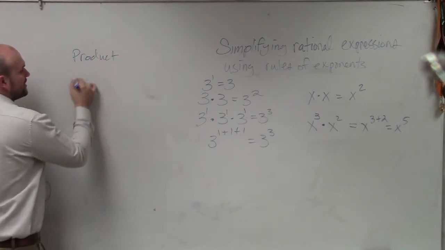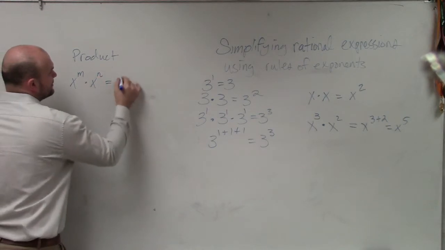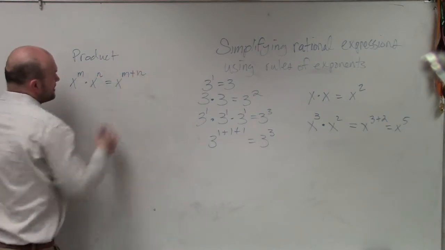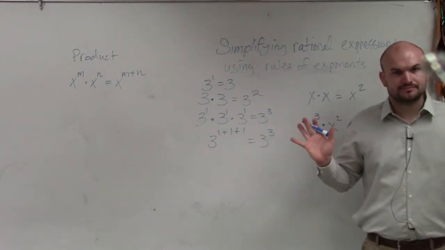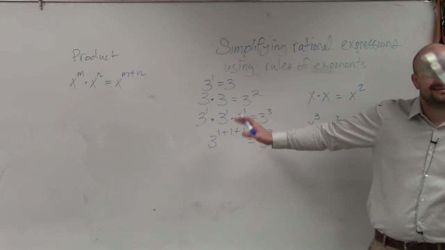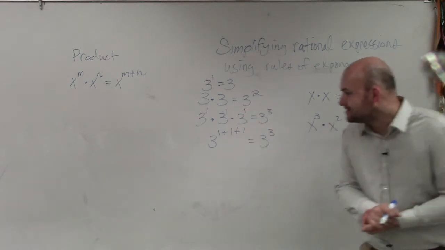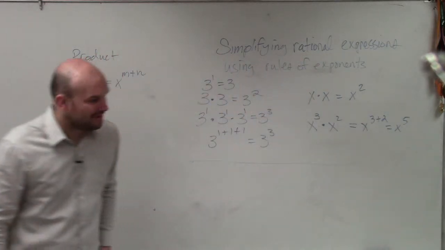And basically just what the product rule says, if I have x to the m times x to the n, that equals x to the m plus n. Does everybody follow me with that? Yes? Can I start erasing the 3's? No, I'm still waiting on you? OK.